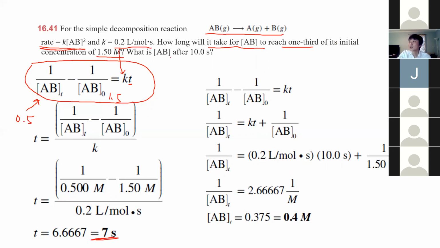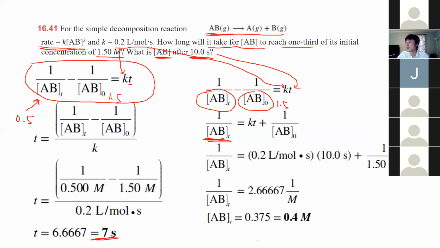The other part of the problem asks us what the concentration of AB, which is the reactant, is after 10 seconds. In this case, we don't know the final concentration, but we know the initial concentration is 1.5, we know the k value, and we know the reaction time is 10 seconds. So we can calculate the final concentration. Again, first, based on the unit of the rate constant, determine which linearized equation to use. No matter which form, it contains these 4 different variables, and normally the question will give you 3 and ask for the other one. That becomes simple math.